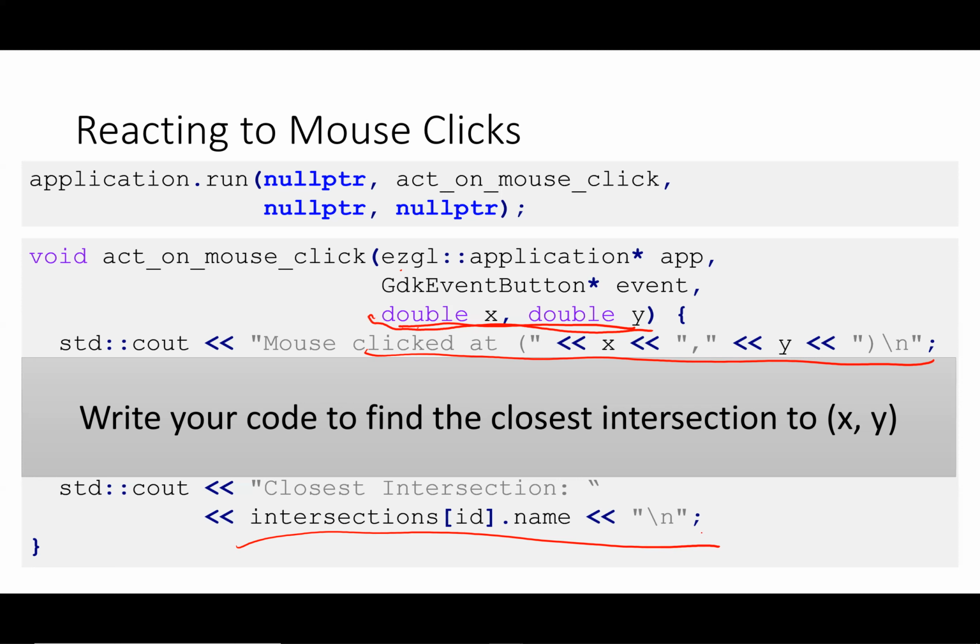Pretty much any modern graphics package cannot tell you what you clicked on. It can tell you where you clicked, and it's your problem to figure out what that means. Does that make sense? Some of the students are like, well, can't EasyGL tell me what intersection is there? It doesn't understand your intersections. It has no idea what you're drawing. It just calls a callback. So when you get a mouse click, it's up to you to decide what that means.